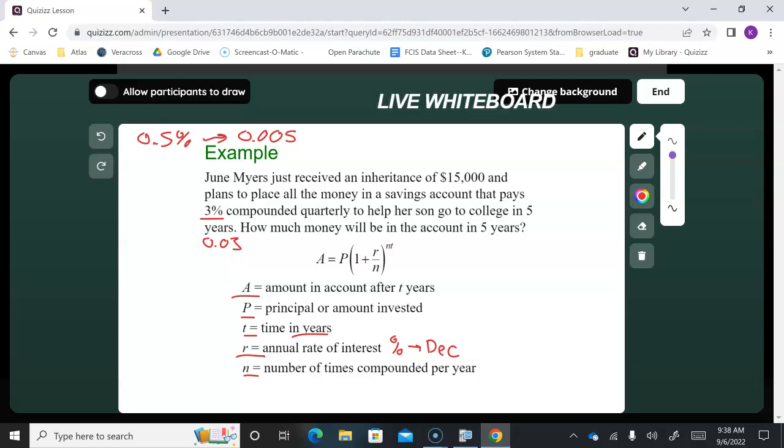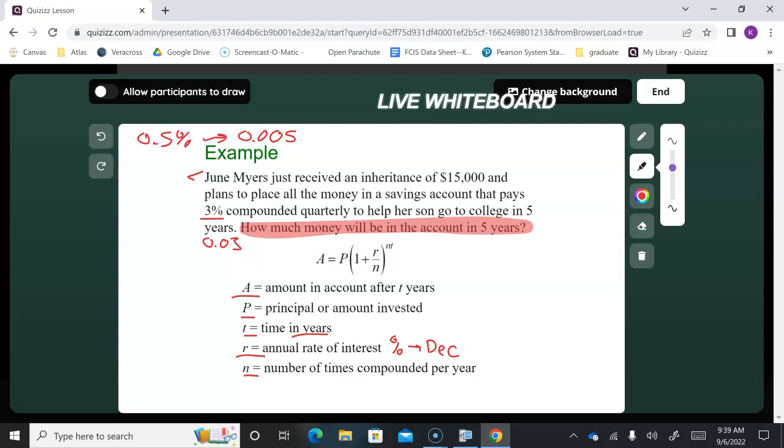Let's go ahead and look at the problem now. June Myers received an inheritance of $15,000 and plans to place all the money in a savings account that pays 3% compounded quarterly to help her son go to college in 5 years. How much money will be in the account in 5 years? So looking at the actual question, what variable am I solving for?